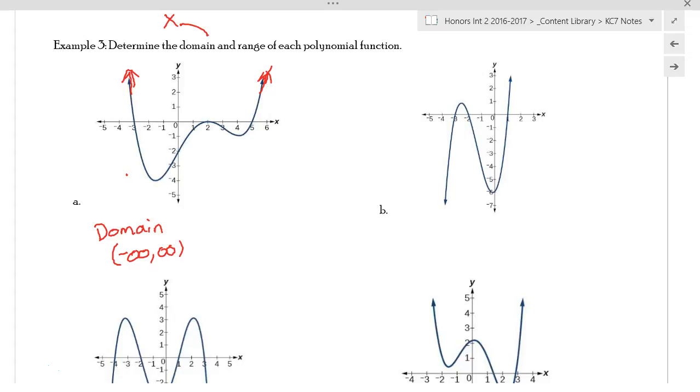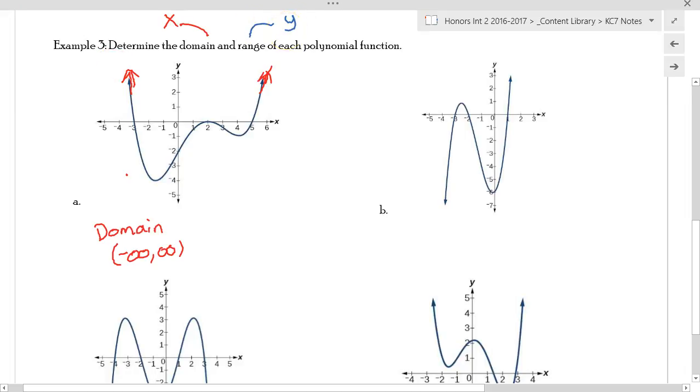Okay. A little hint is that all polynomial functions start at negative infinity and go to infinity. That's always going to be our domain. Always. So if you ever see it on a test or a quiz, what's the domain of this polynomial function? We should always know it's negative infinity to infinity. Okay. Our range is different.